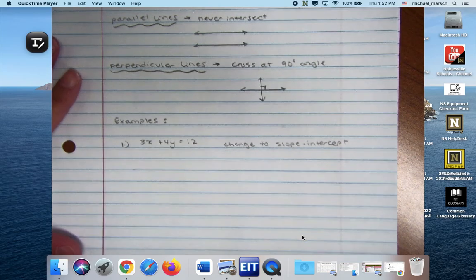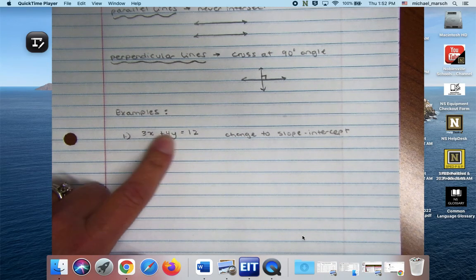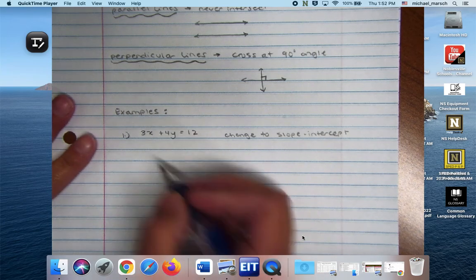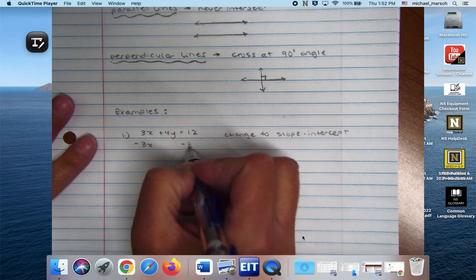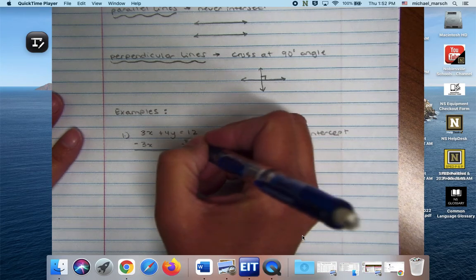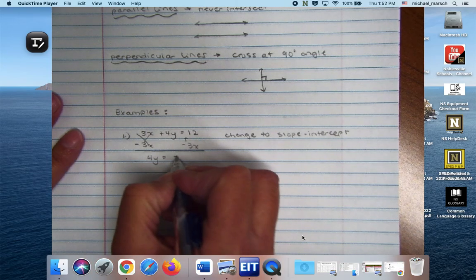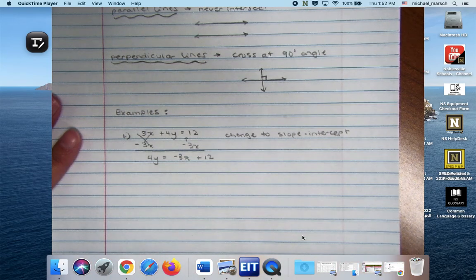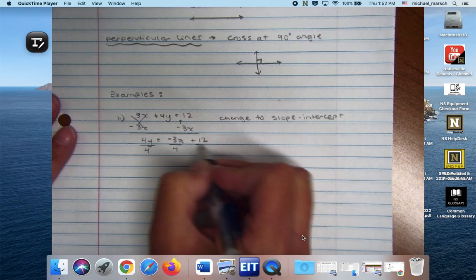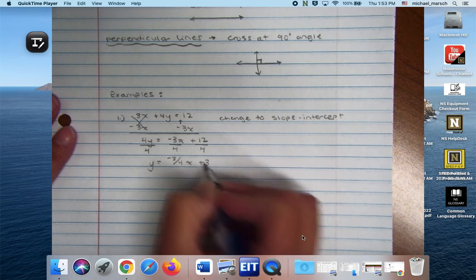Okay, so we're going to start out with a linear equation. What form is this in right here? Standard. So we're going to change it to slope-intercept form, where we would subtract 3x from both sides. Remember, we're going to sneak the 3x right there in front of the 12. So now we have 4y equals negative 3x plus 12. And then we'll divide each term by 4, and we get y equals negative 3/4 x plus 3.